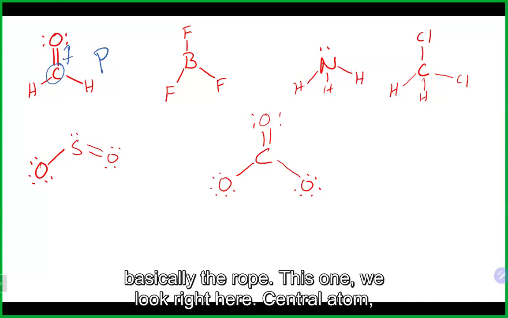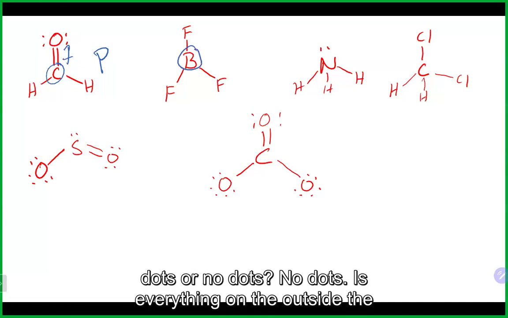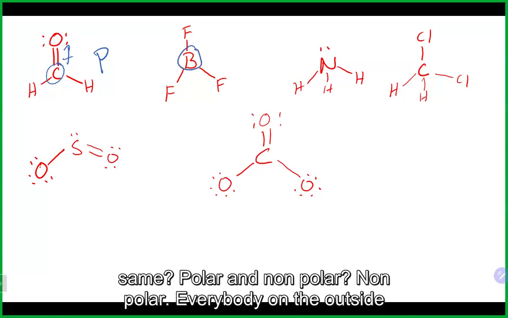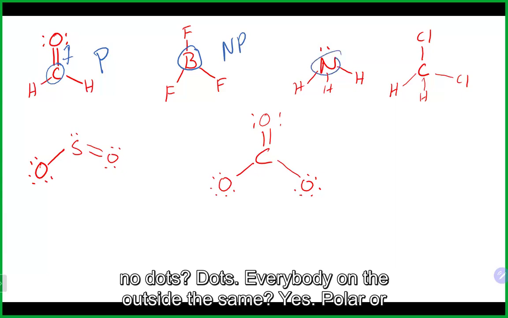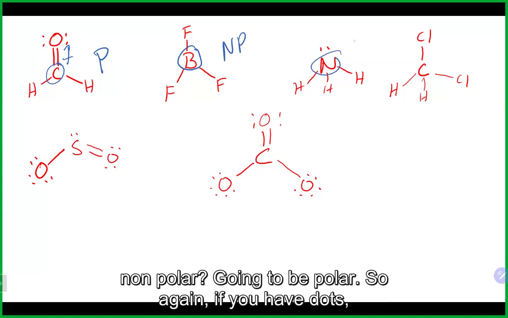This one, we look right here, central atom, dots or no dots? No dots. Is everything on the outside the same? Polar or non-polar? Non-polar. Everybody on the outside is the same, right? Symmetrical geometry. Central atom, dots or no dots? Dots. Everybody on the outside the same? Yes. Polar or non-polar? Going to be polar.